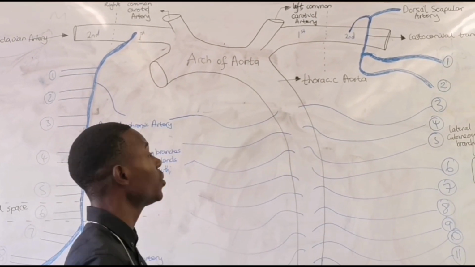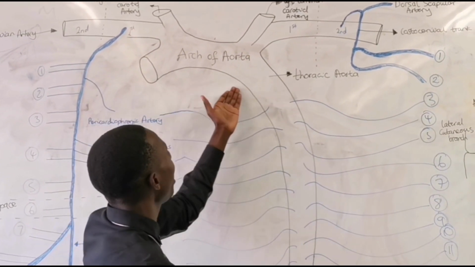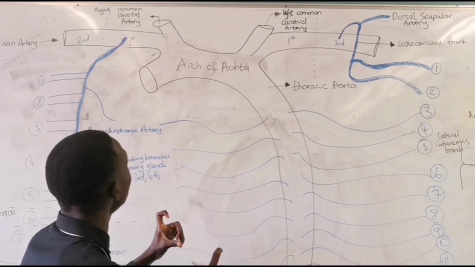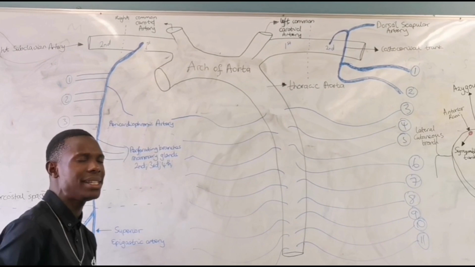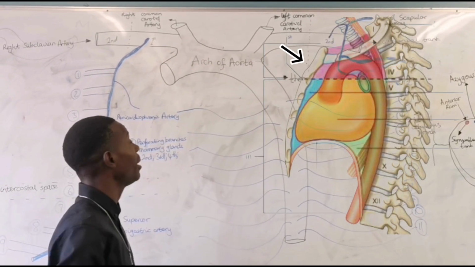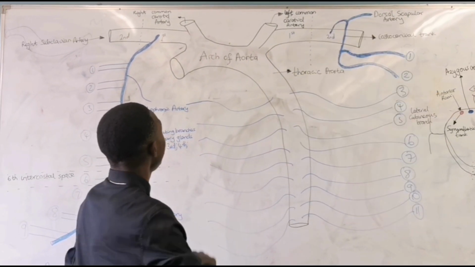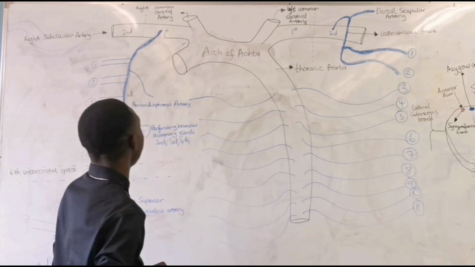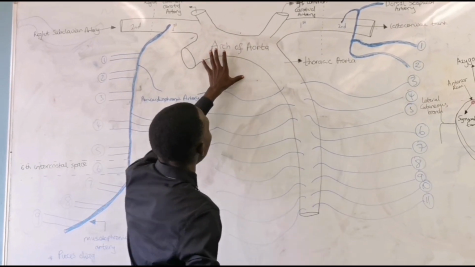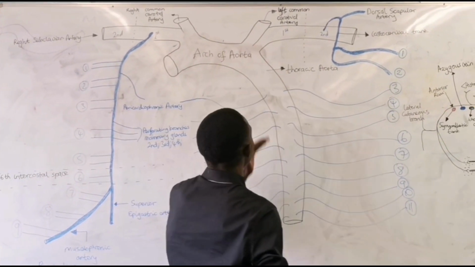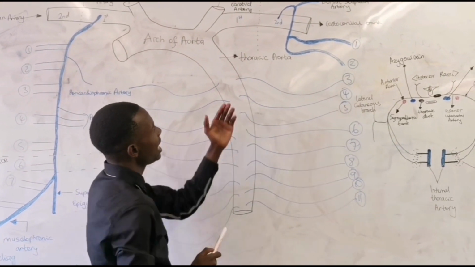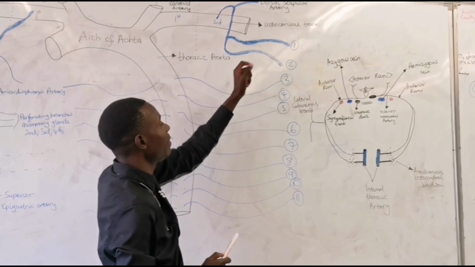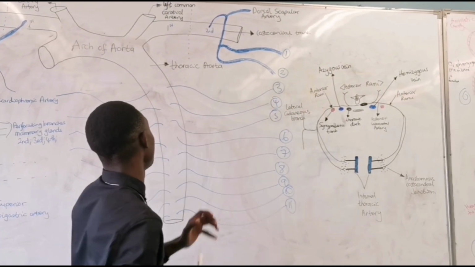But you also need to take note of this, that the arch of the aorta is found only in the superior mediastinum. It starts in the superior mediastinum and ends in the superior mediastinum. We are going to talk about that in our later videos. Now, the arch of the aorta also gives us two branches to the left. It will give us the left common carotid artery, and the left subclavian artery.